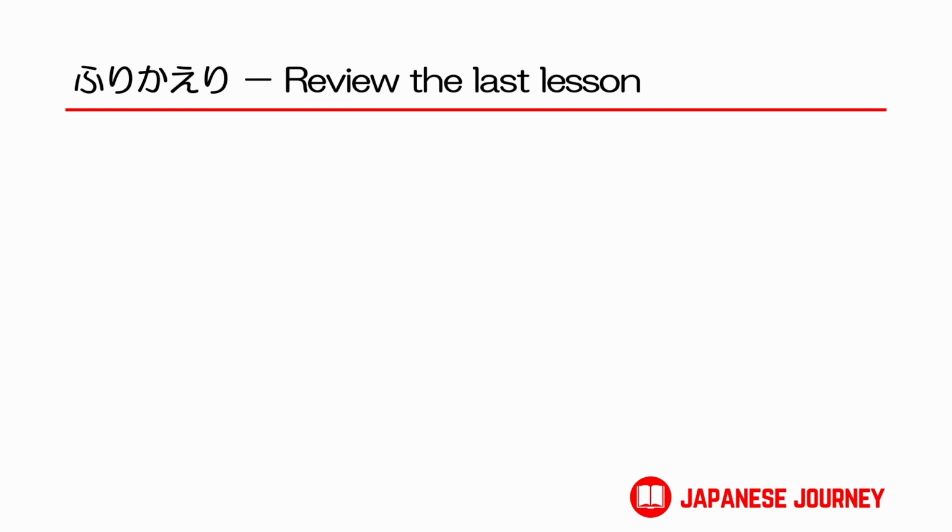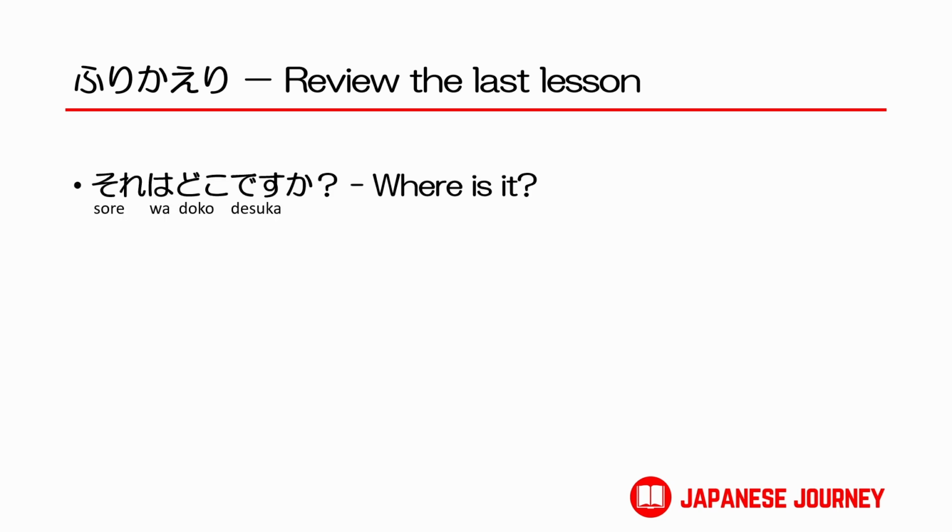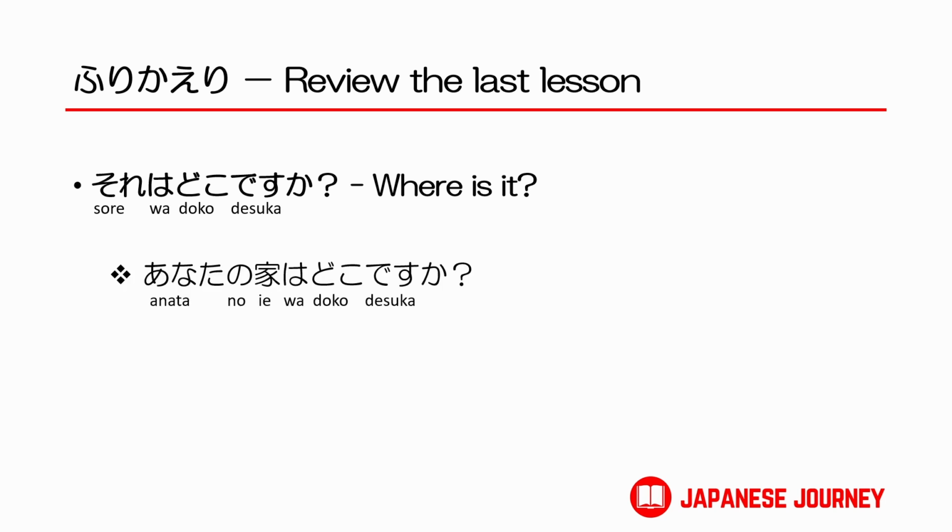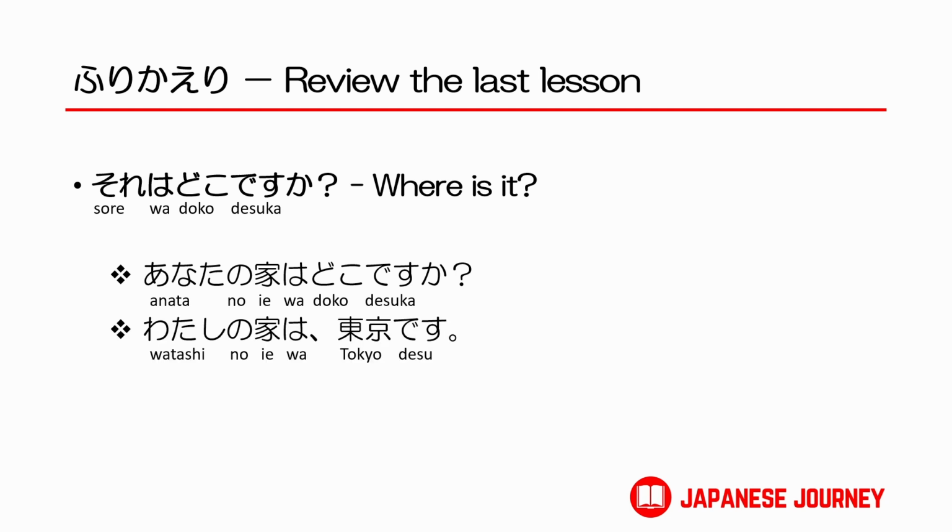Let's review the last lesson. In the last lesson, we went through some Japanese question form. If you haven't watched the last video, I will put the link on the top right corner. So in the previous lesson, we learned how to form a variety of question form from the structure of それはどこですか? For example, あなたの家はどこですか? 私の家は東京です。Have you practiced what you have learned? If you like to practice, drop your sentences in the comment section below.